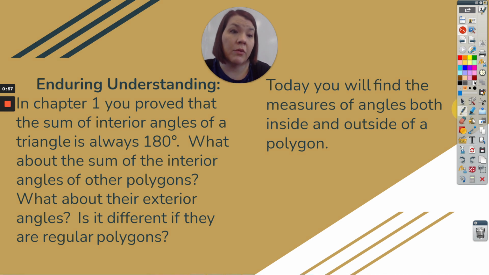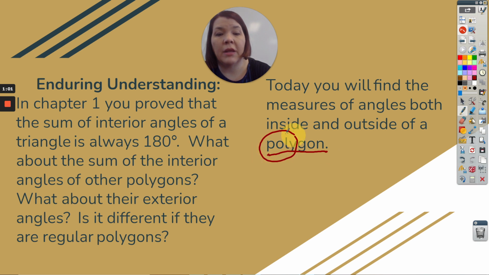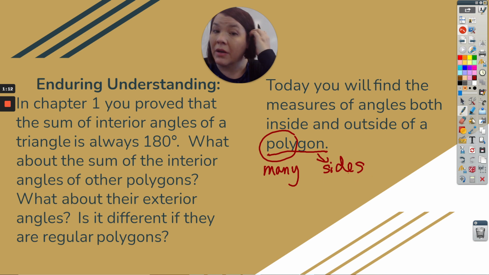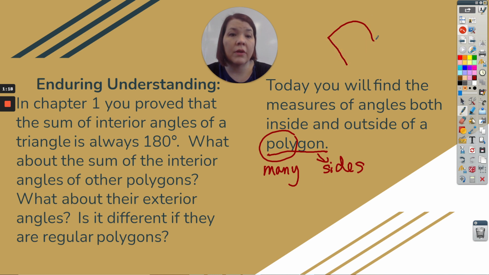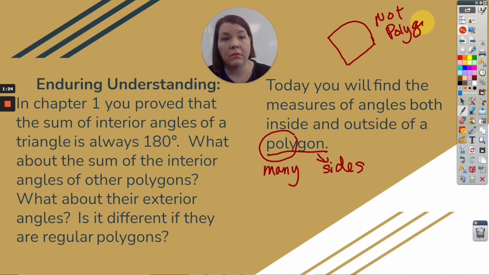So before we do any of that, let's make sure we know what a polygon is. A polygon, poly means many, and gon means sides. So many sides, polygon. Polygons must be closed and must consist of line segments. So this, with a curved segment, is not a polygon because it's curved.